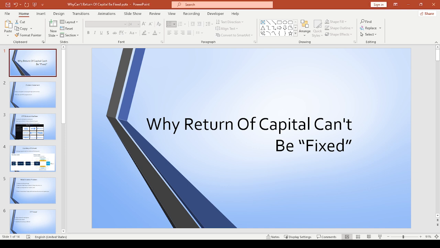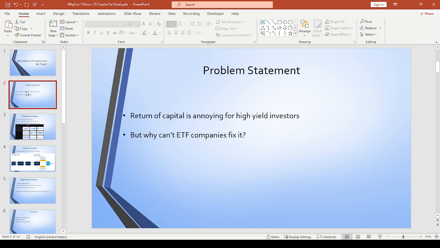So I want to return to the return on capital issue because it's been bothering me for a while. I meant to get to this from my last video, but it turned into something else completely. Return on capital is a really annoying problem for high yield investors, but why can't ETF companies fix it?